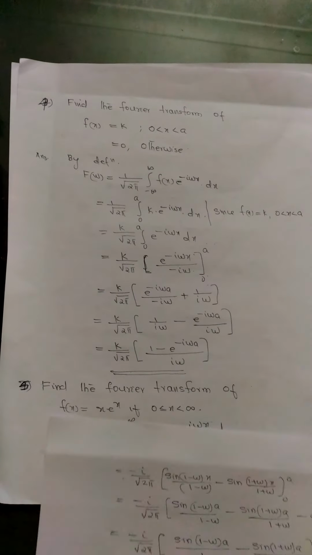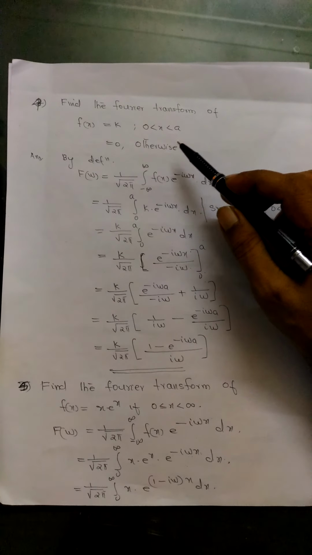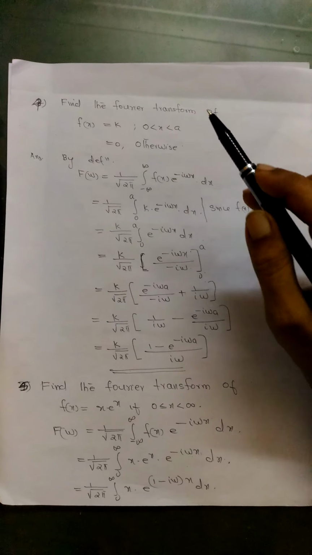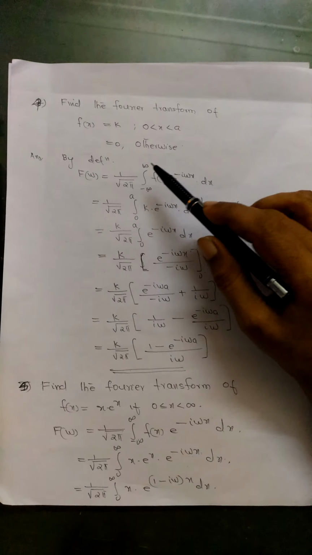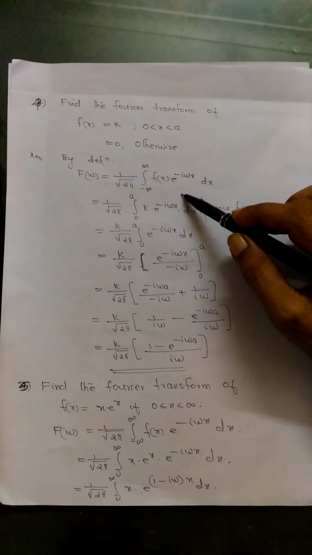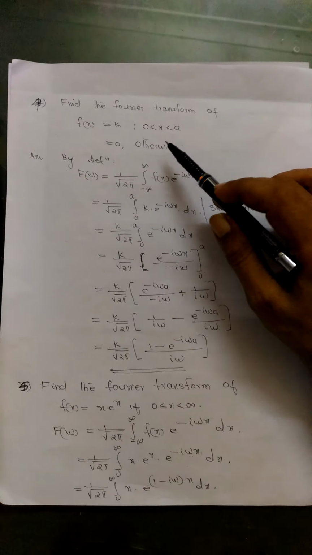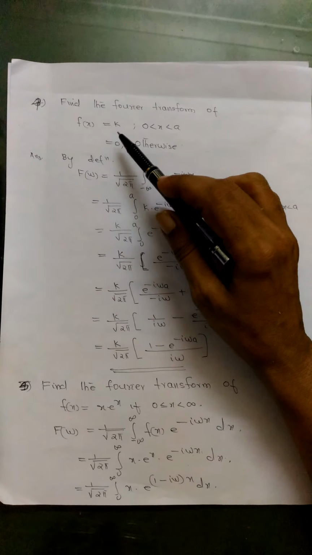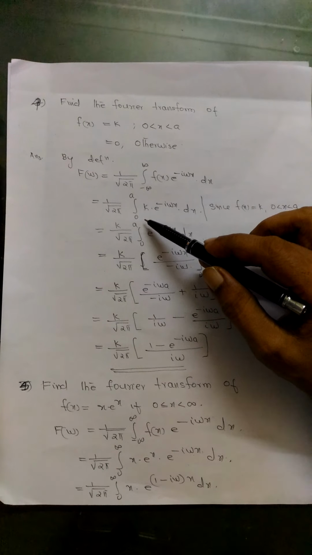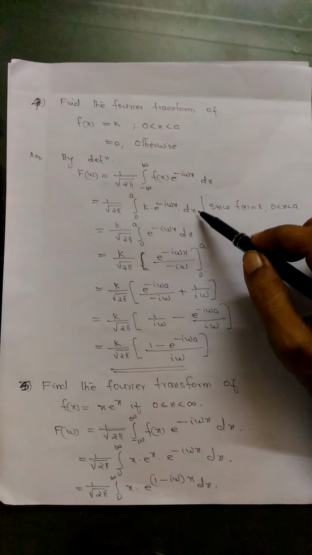And the next question is: find the Fourier transform of f(x) = k for 0 < x < a, equal to 0 otherwise. So, by definition, F(ω) is 1/√(2π) ∫ from −∞ to +∞ f(x) e^(−iωx) dx. Here the limit is 0 to a and the function f(x) is k. So, this can be written as 1/√(2π) ∫ from 0 to a k e^(−iωx) dx.